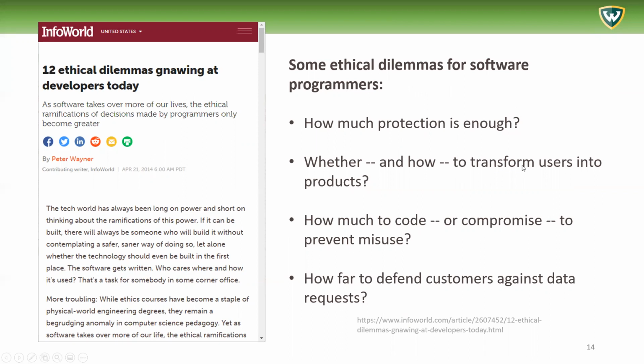Whether and how to transform users into products, though part of this conversation has to do with how our systems, our surveillance capitalism today, turns people into products. So how much is okay? How much is not okay? What kind of guarantees do you have to give to people, and so on?